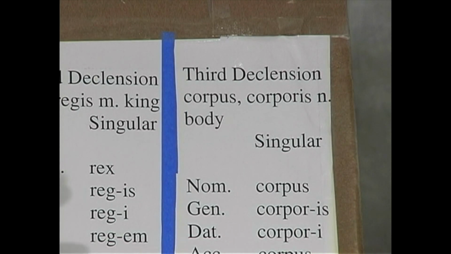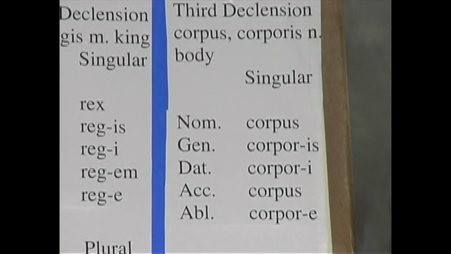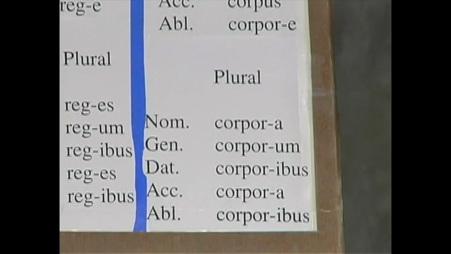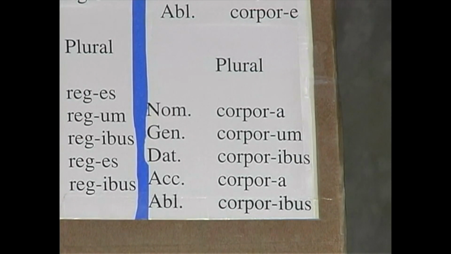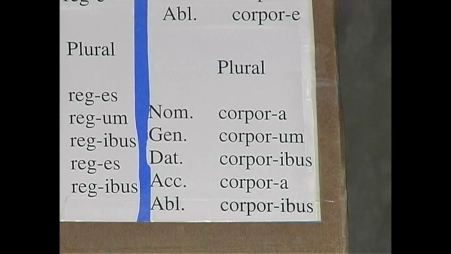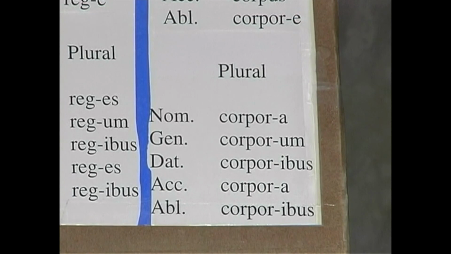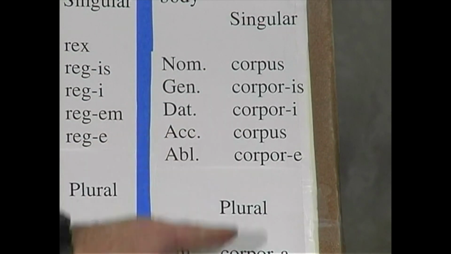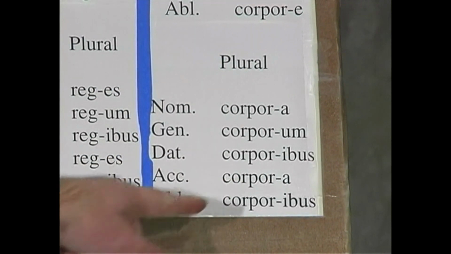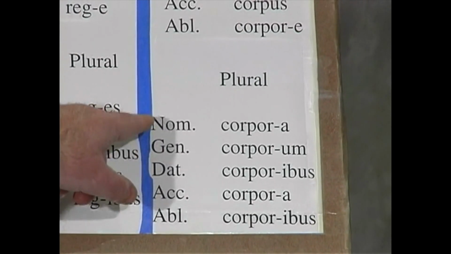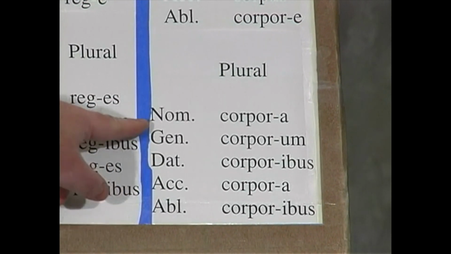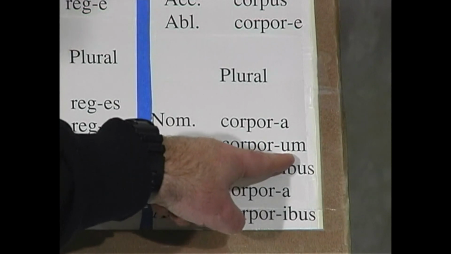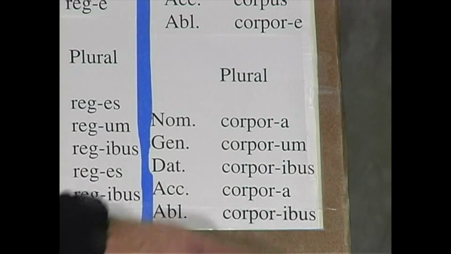It is formed as follows: corpus, corporis, corpori, corpus, corpore, plural, corpora, corporum, corporibus, corpora, corporibus. Notice, the neuter has an identical nominative and accusative, corpus, corpus, and in the plural, corpora, corpora. The plural is formed with the vowel a, corpora, just like donum, dona. That's genitive plural. Um, ibus, a, ibus.